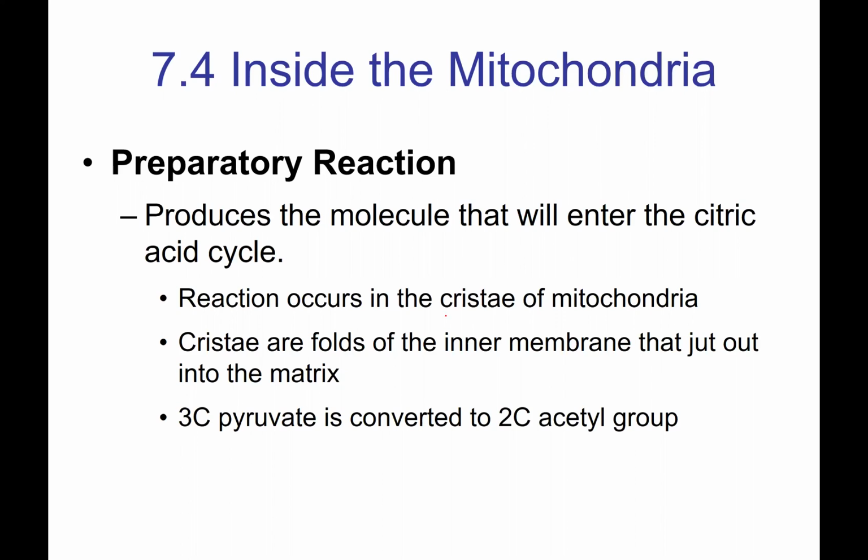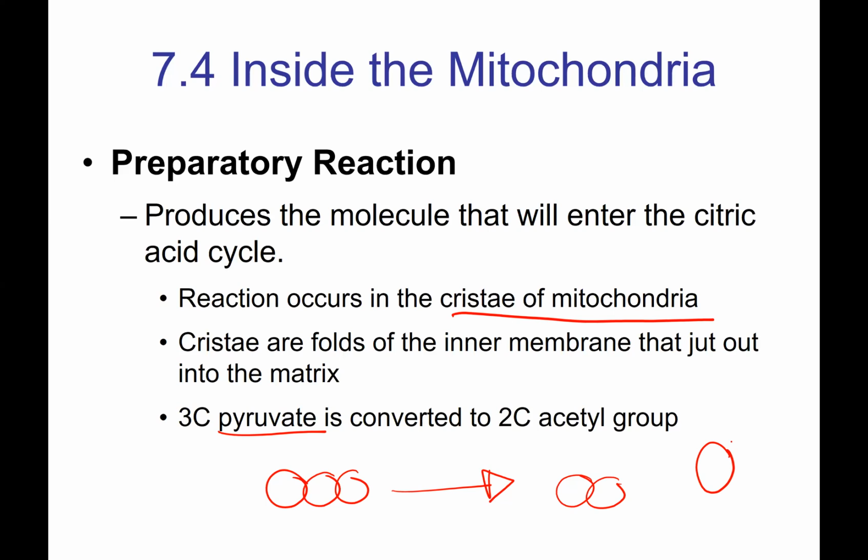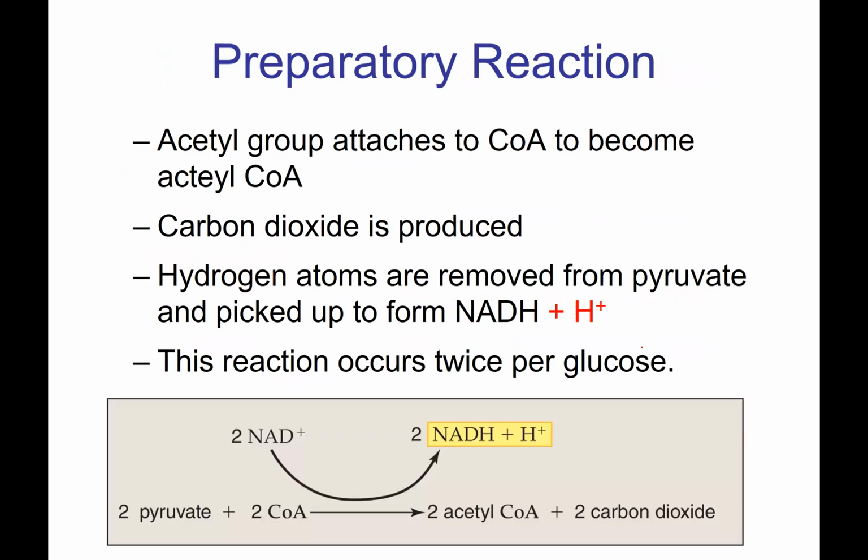So this occurs in the cristae of mitochondria. And this is just like little folds, okay? I'll show a picture in a second. But the whole purpose of the prep reaction is to take pyruvate that's a 3-carbon molecule, and we convert it to a 2-carbon molecule. So we have to keep up with our carbons. We are going to have an extra carbon left over, and this is going to leave as carbon dioxide. So we're just going to take our 2 carbons onto our next step, which is the citric acid cycle.